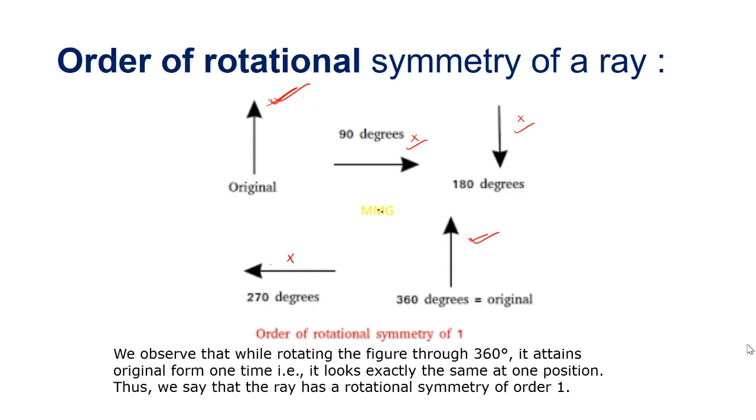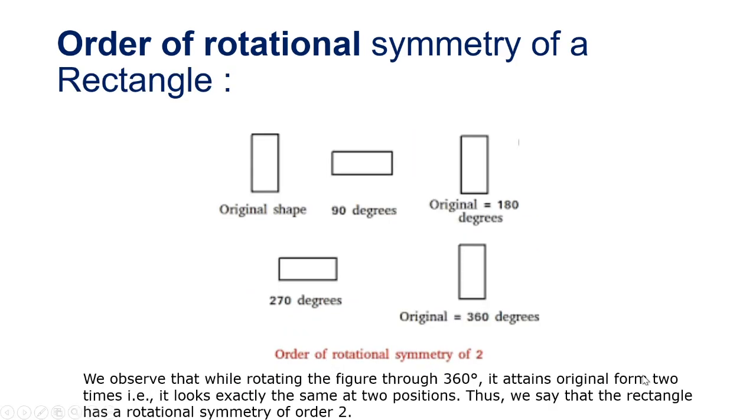So here, children, what you have observed is that while rotating the figure through 360 degrees it attains its original form one time, that is, it looks exactly the same at one position. Thus we say that the ray has rotational symmetry of order 1. Okay, moving to the next page. Now here, children, I have explained the order of rotation symmetry of a rectangle. Please go through this. Here I have kept the rectangle vertically, so you can see we are getting rotational symmetry of order 2. Okay, moving to the next page.